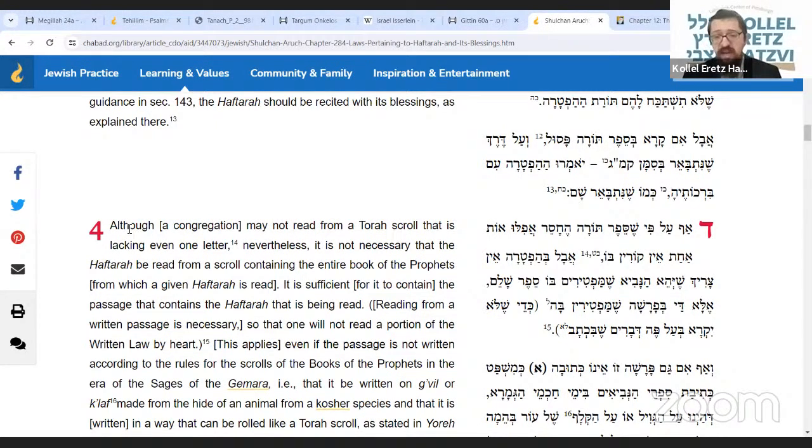When it comes to the haftorah, it does not need to be complete, as long as it's there. You're not allowed to read the haftorah by heart. If you are in a shul which does not have a haftorah, but somebody knows it by heart, you're not allowed to say it by heart. You have to go to a place where there is a haftorah that's written down. You're not allowed to say oral Torah by heart.